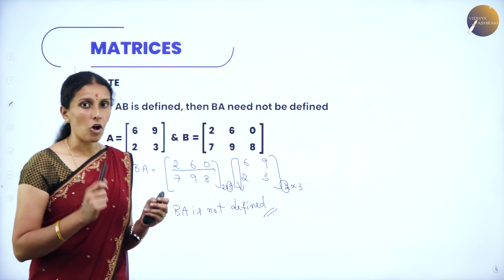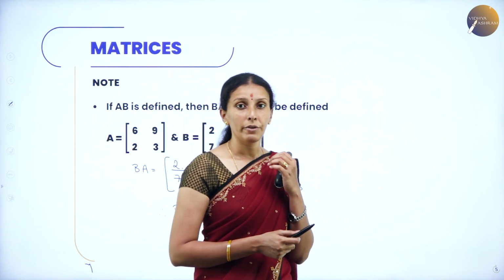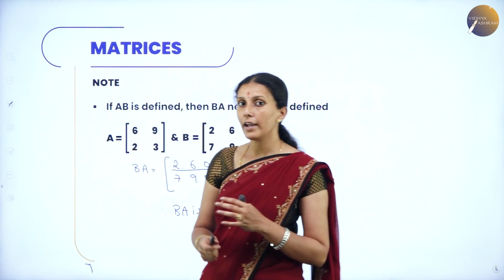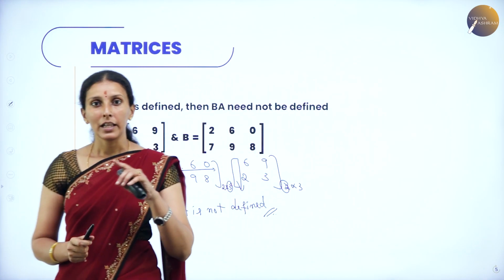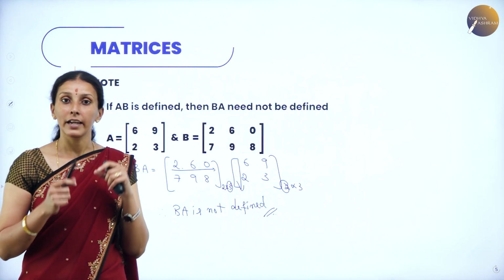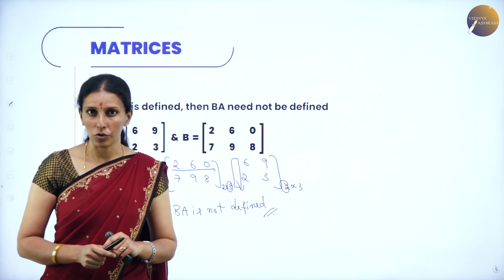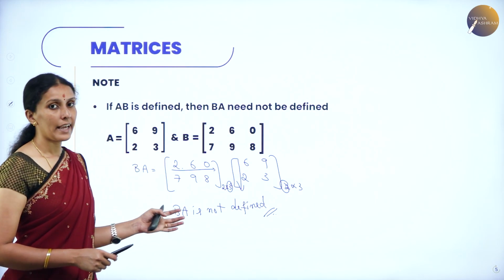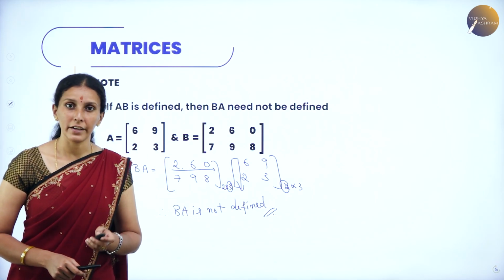So therefore, for matrices, whenever you can define the product AB, it is not necessary that the product BA must also be defined. So there exists a case where BA is not defined.